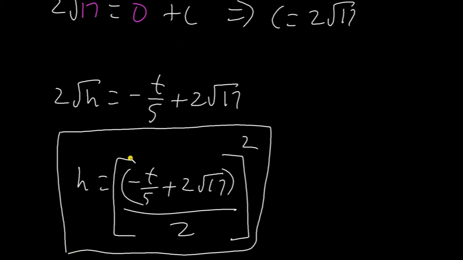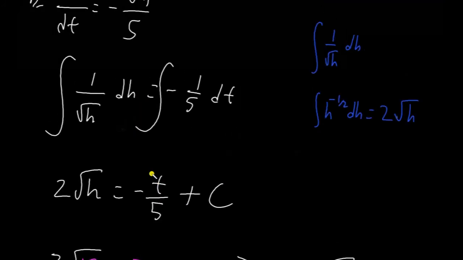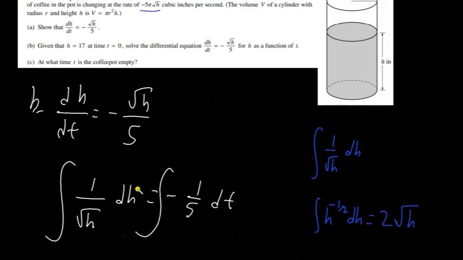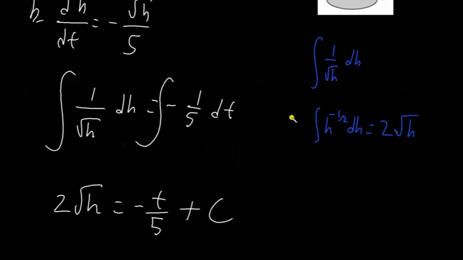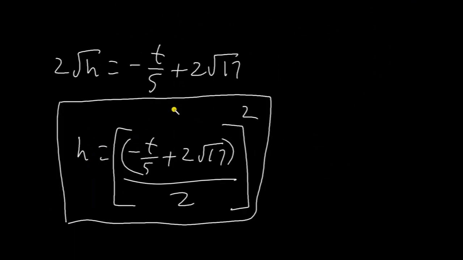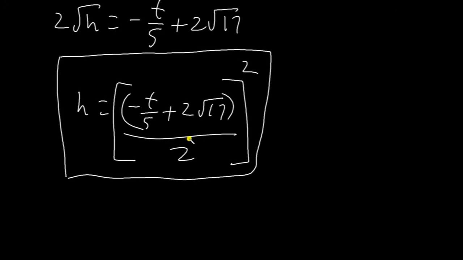Okay, so points. This was a big one. First point came from separating the variables. Second point came from correctly integrating the 1 over square root of h. The third point came from correctly integrating the negative 1/5. The fourth point came from using the initial condition. And the fifth point came from correctly solving for h.